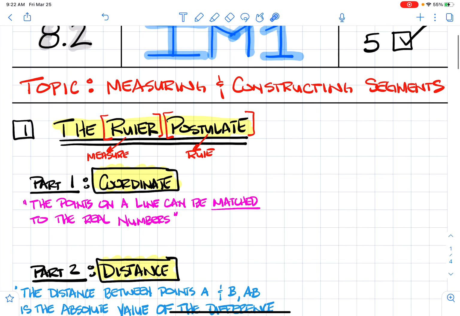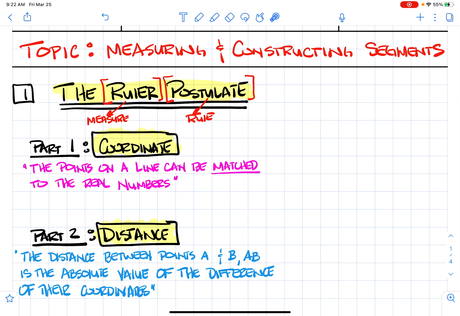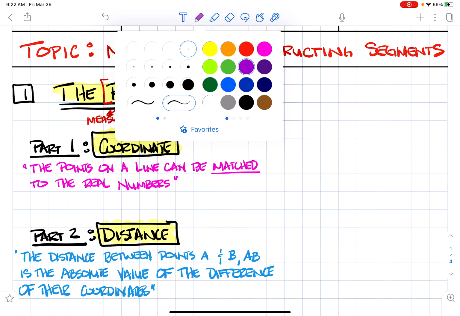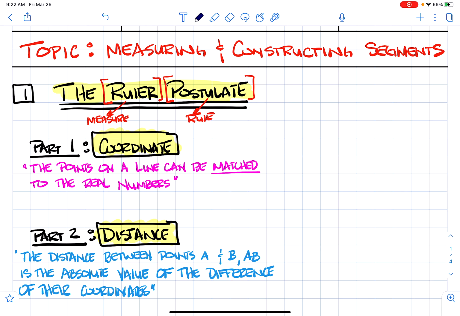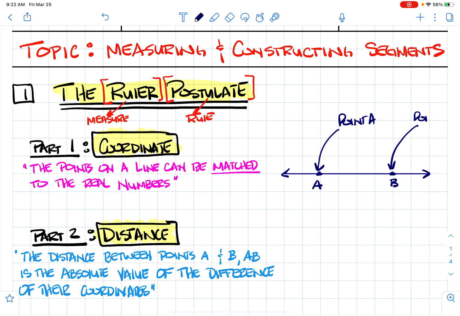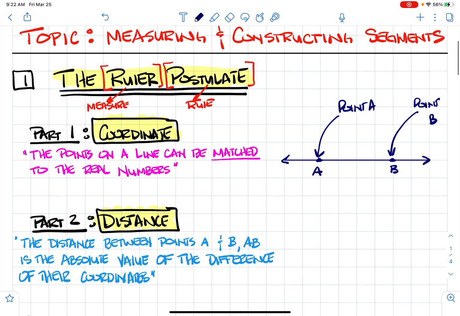Okay, there are 2 parts to the ruler postulate that we want to cover. The first part is the coordinate part, and the second part is the distance part. So let's first talk about the coordinate part. If I have a line, and I give myself 2 points on that line, I'll call them A and B. The coordinate part says that all the points on a line can be matched to the real number system. That's really all it says.